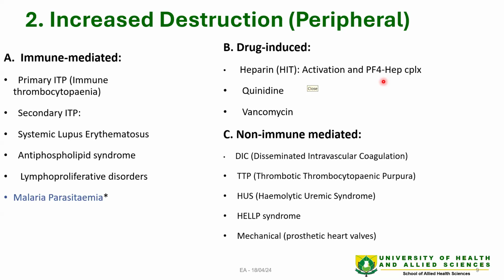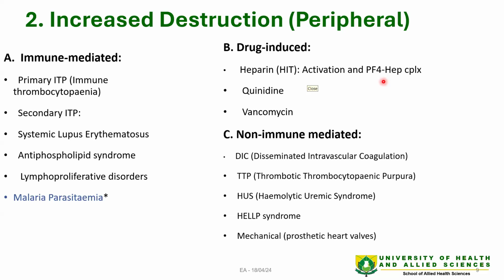Then we also have the secondary immune thrombocytopenia, which in this case, you are having antibodies not produced directly against the platelets, but these are antibodies produced against other factors, but then they also end up interfering with platelet function, like you have in systemic lupus erythematosus, antiphospholipid syndrome, and then some lymphoproliferative disorders.